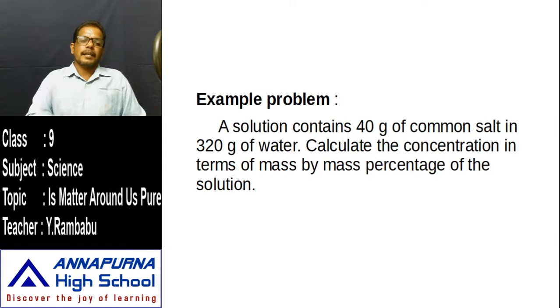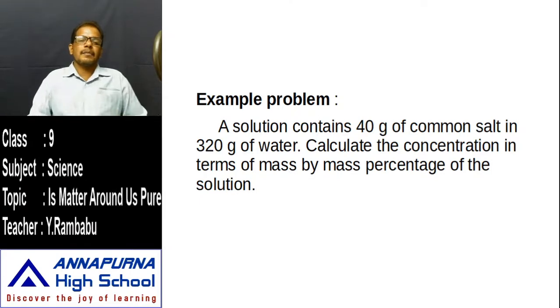Common salt and water. Of these two components, common salt, 40 grams, is smaller in quantity, and it is dissolved in 320 grams of water, which is larger in quantity. That's why water is the solvent and common salt is the solute. Like that, first read the problem two or three times and identify the solute and solvent based on their amount. Next, calculate the concentration in terms of mass by mass percentage of the solution.